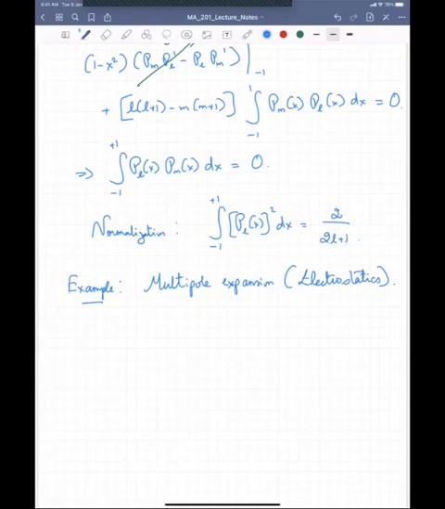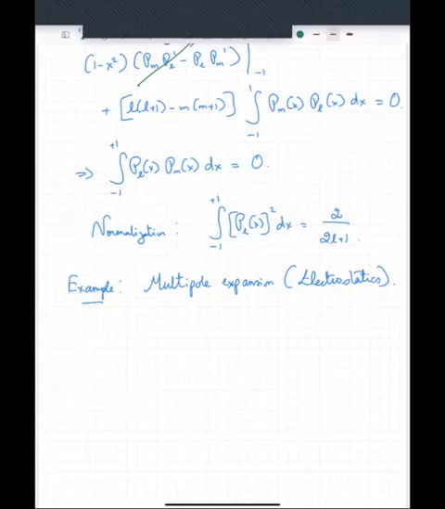And as a practical application of this method, we'll talk about the Bessel equation. Okay, so I'll stop at this point. And if you have any questions, you can ask me.